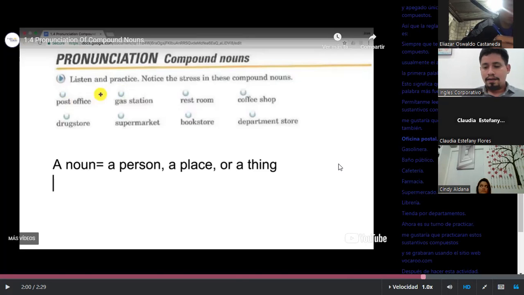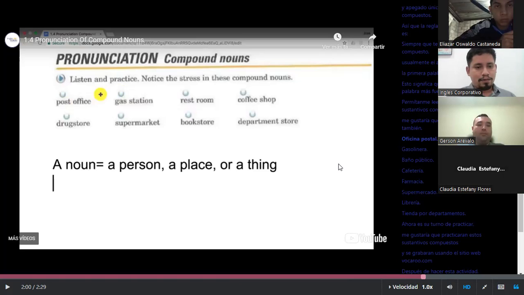¿La oficina de correos? Ok. Gas station. En Spanish es like gasolinera, ¿verdad? ¿Sí? O estación de gas. Restaurant. Ok. What does it mean in Spanish? Restaurant. Restaurante. No. Es un baño público.